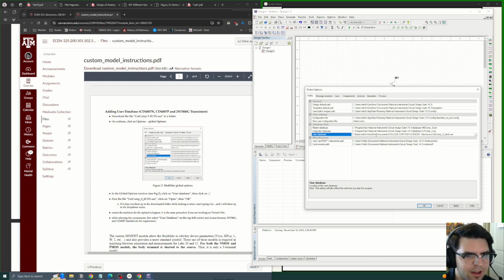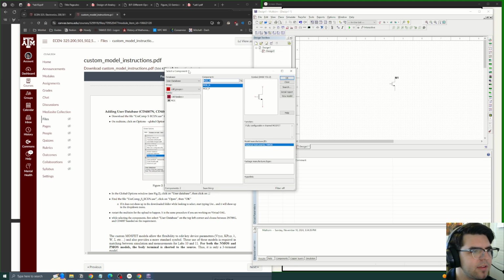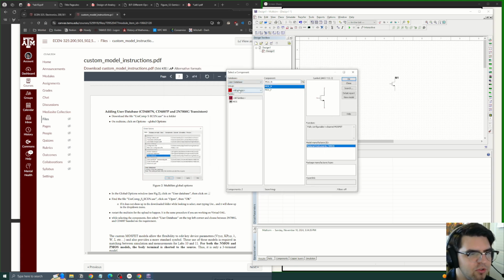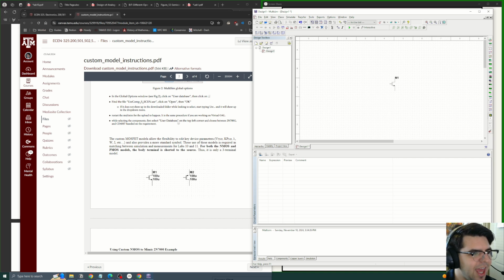Once you've added the file here and you've done apply and OK, then you need to restart Multisim. Once you've done so, you should be able to go to place, then database, then user database, and you should see our new MOSFET models right there. This custom model instructions file also talks about how to edit the NMOS and PMOS transistors to follow the devices that we use in lab.